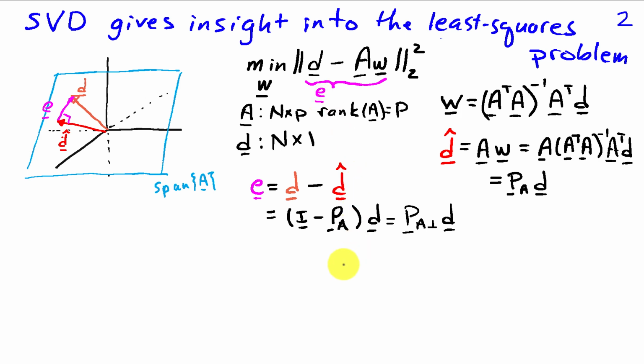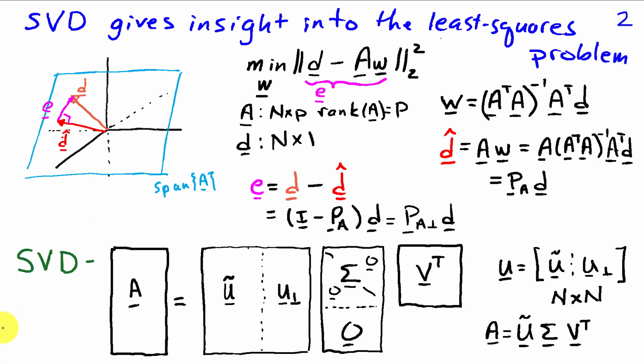And this error thus can be written as D minus PA times D, or a matrix we've called PA perp times D. So PA perp is the projection of D onto the space orthogonal to the matrix A. So that's the projection in the normal of the plane here, which is where E lies.